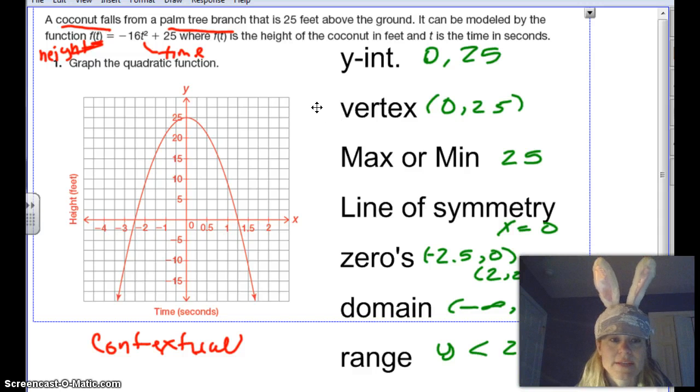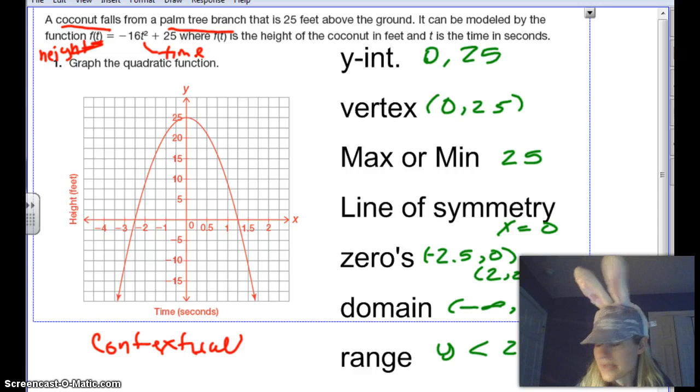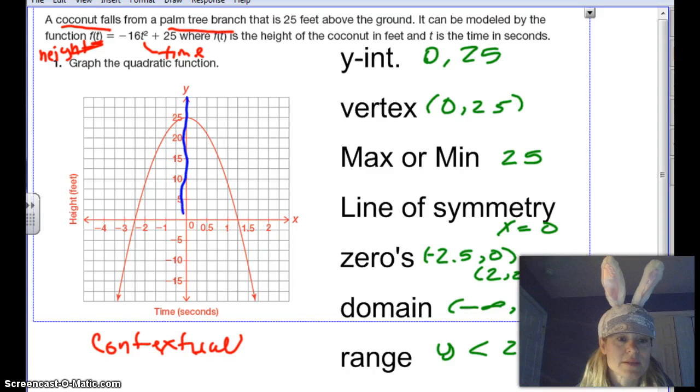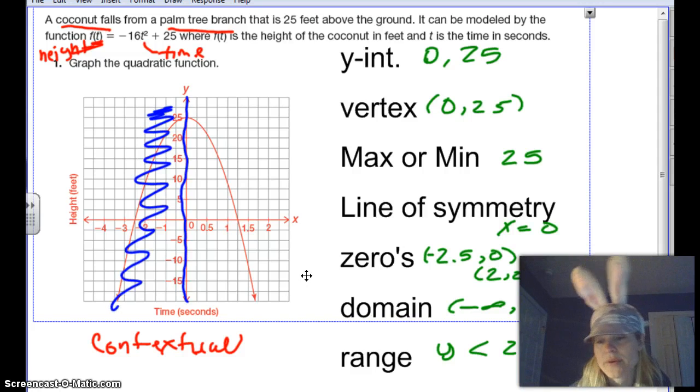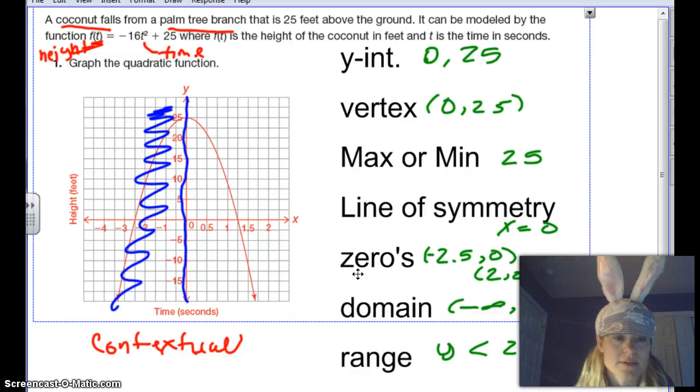So when we're looking at the contextual part of this problem, when we look at our parabola, the x-axis is time. Well, if we look here, that says -1 second, -2 seconds, -3 seconds. In real life, you can't have negative seconds. So in the contextual part of the problem, we can't look at negative time. So we basically are going to cut it at 0 seconds and not even look at that part of the graph, because it's impossible to have -2 seconds.